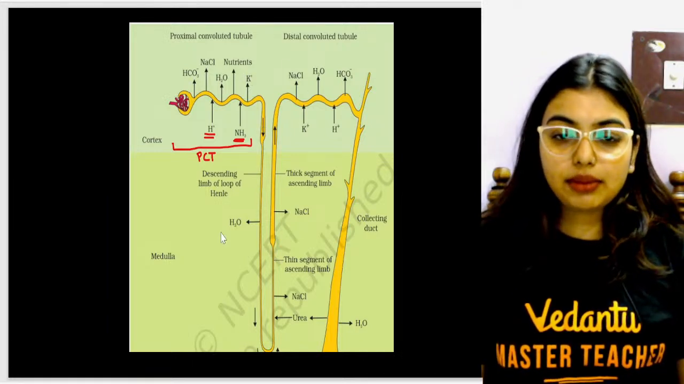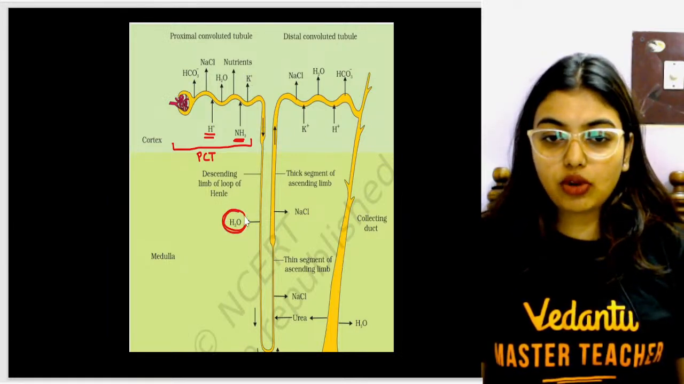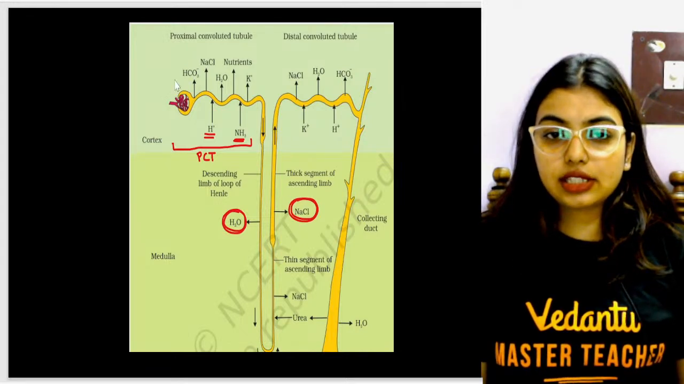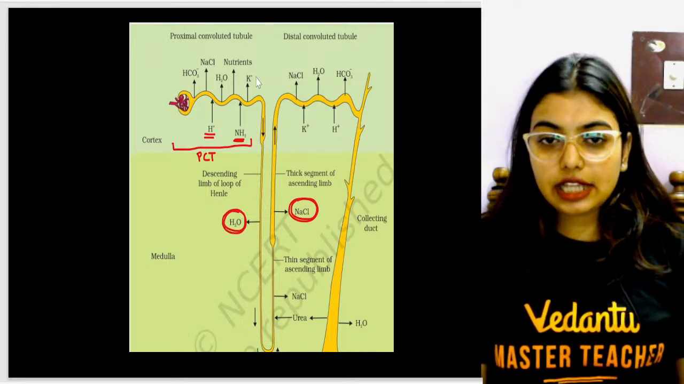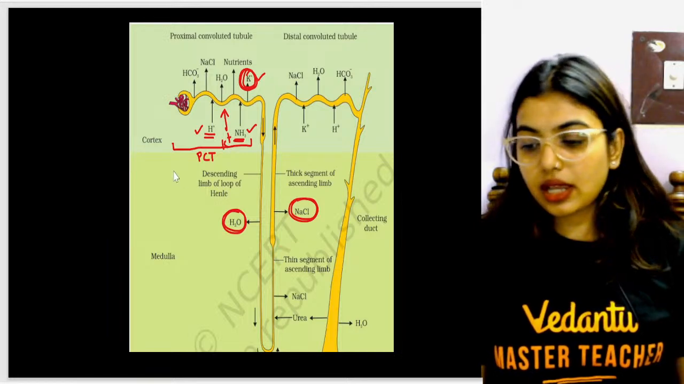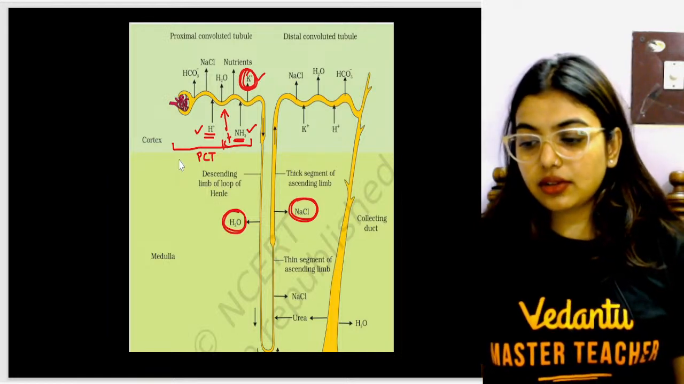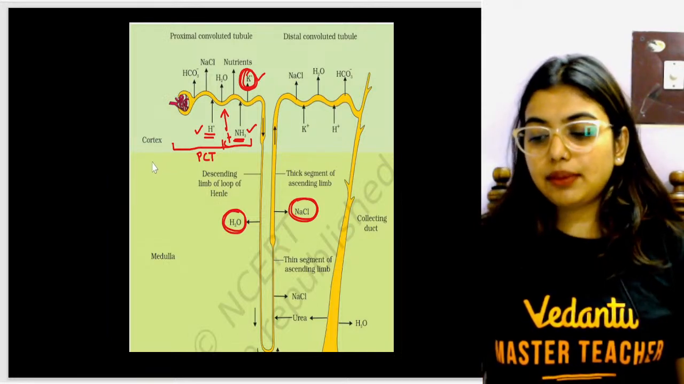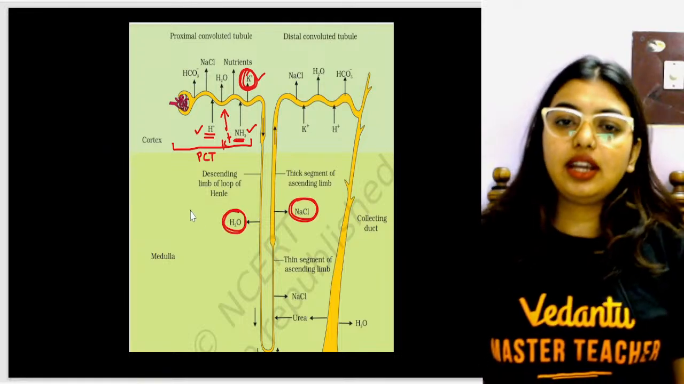And then when you come down here, this is going to be permeable to water, and this is going to be permeable to electrolytes. Actually, HCO3, NaCl, this H plus, this arrow mark is here. This should have been here, K plus. Got it?